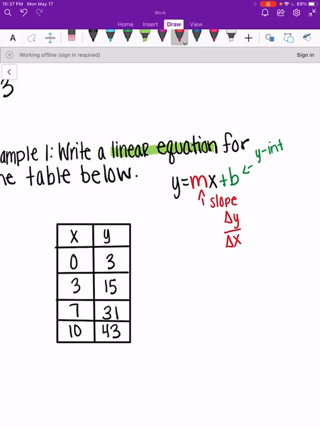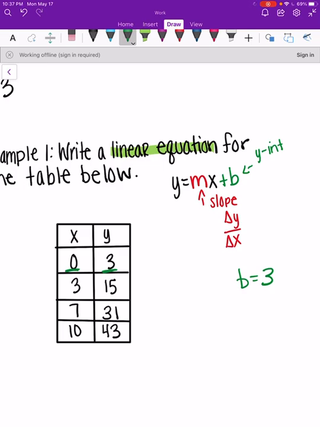So that's our end goal, to write an equation that looks like this, where we know what our m and our b are. Let's figure out our b. That's the easiest one to find. Our y-intercept is always where x is 0, and x is 0 when y equals 3. So our b equals 3. That was pretty easy. Our m is a little bit more difficult to find on this one.